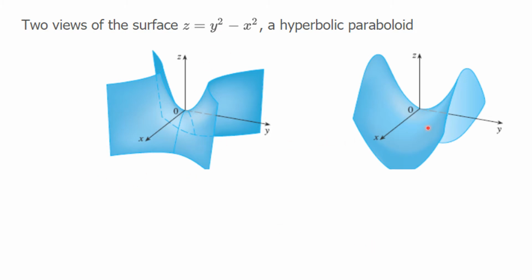Looks like a saddle, doesn't it? So this is two views of the surface z equals y squared minus x squared, and this is called a hyperbolic paraboloid. You should note that if you're going along the y-axis, this ends up being a minimum point, and if you're going along the x-axis, that ends up being a maximum point, and we'll talk about that more later.